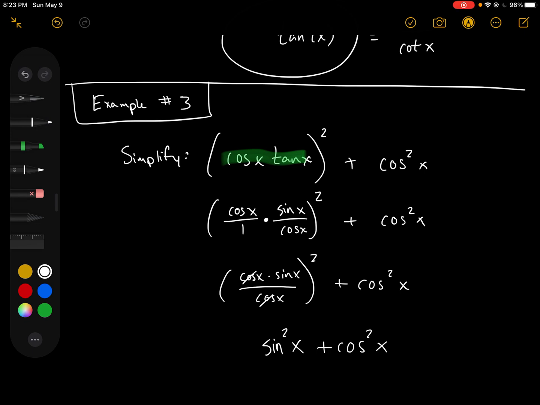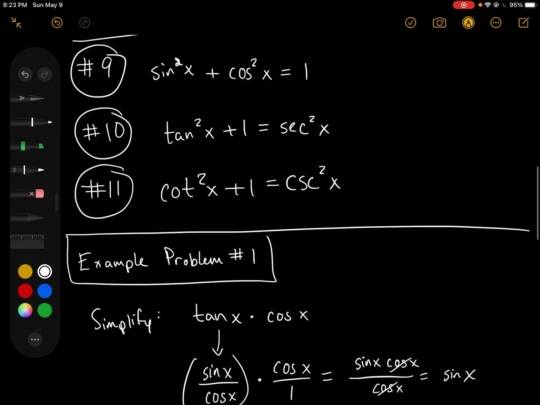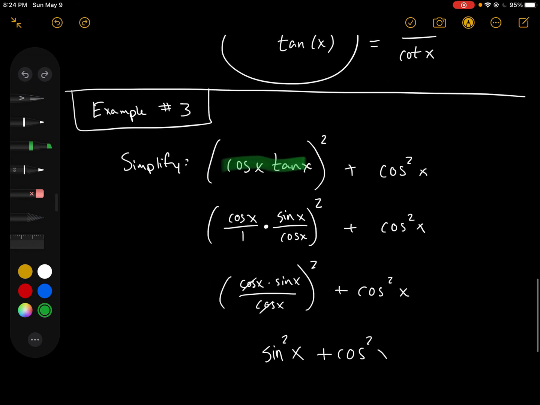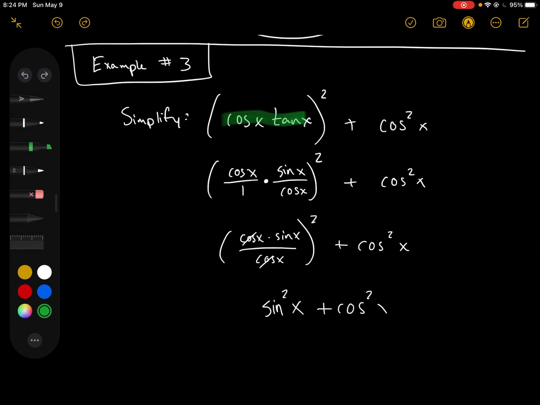So before we even get into anything else, let's again take a look at our identities, see if we found anything. Sine squared plus cosine squared. Well, look what we have here. Sine squared plus cosine squared. It actually just equals 1. So go back down here. Sine squared plus cosine squared equals 1. And we're done. That's our answer.